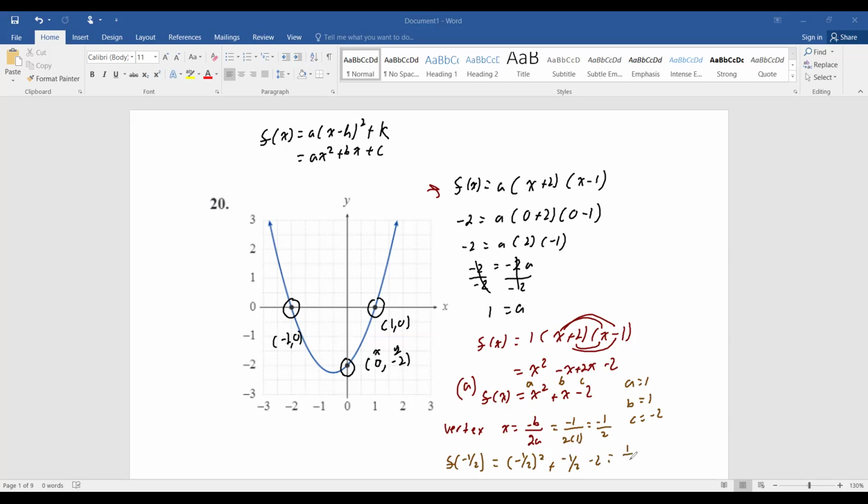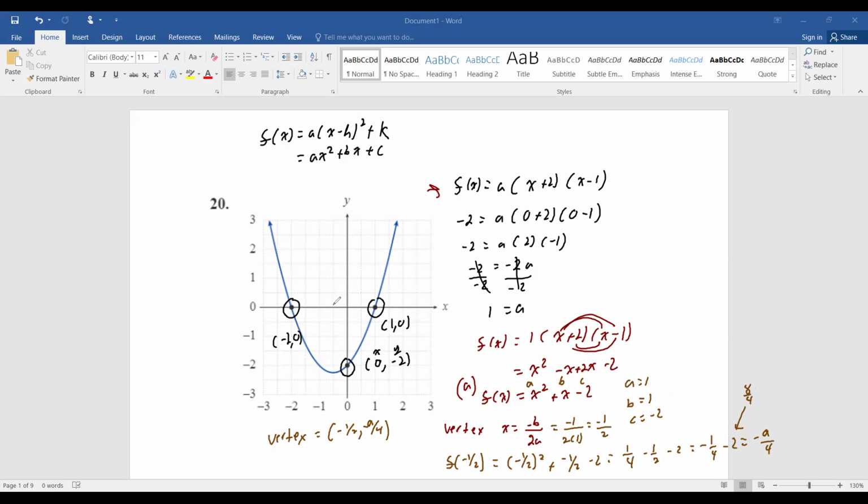So I get negative 1 half squared plus negative 1 half minus 2. That right there will give me a positive 1/4 minus 1 half minus 2. 1/4 minus a half is actually negative a fourth, and then negative a fourth minus 2 would give you negative 9/4, because 2 would turn into 8/4. And so therefore negative 1 minus 8 is negative 9/4. So therefore my vertex for this guy is negative 1 half, comma, negative 9/4.